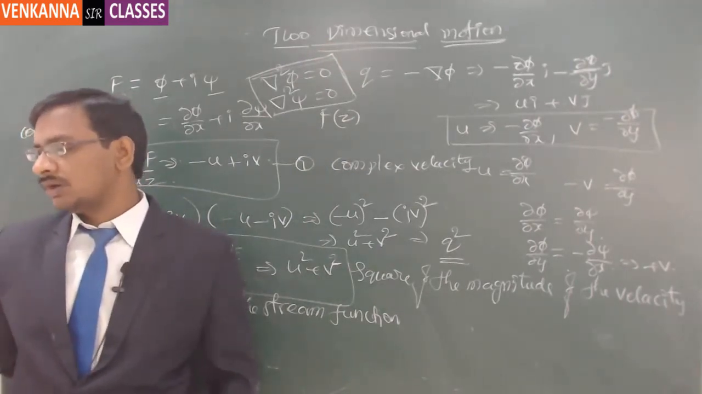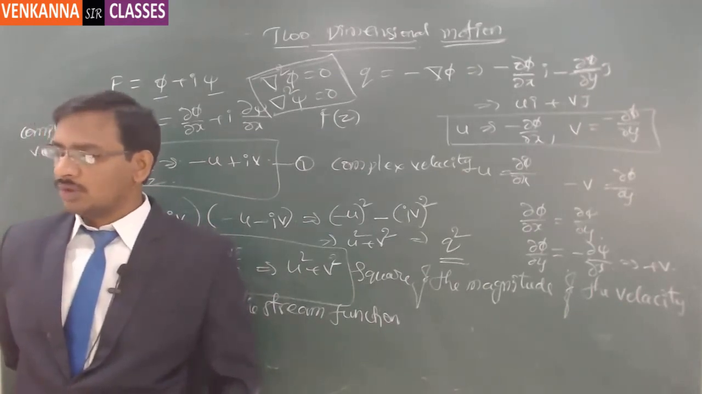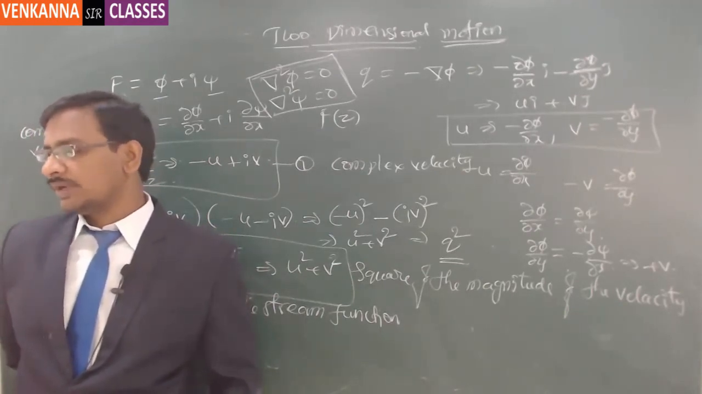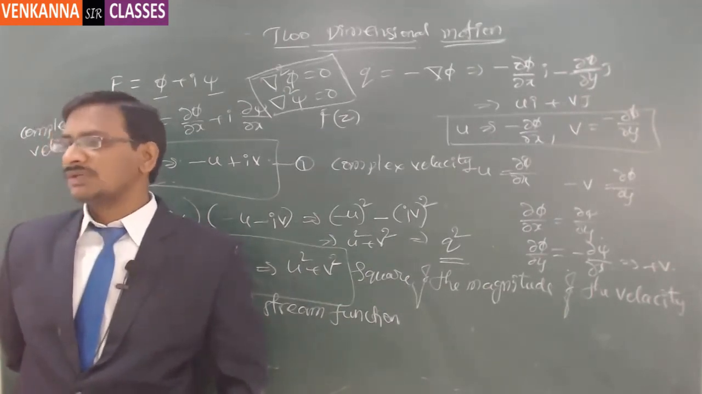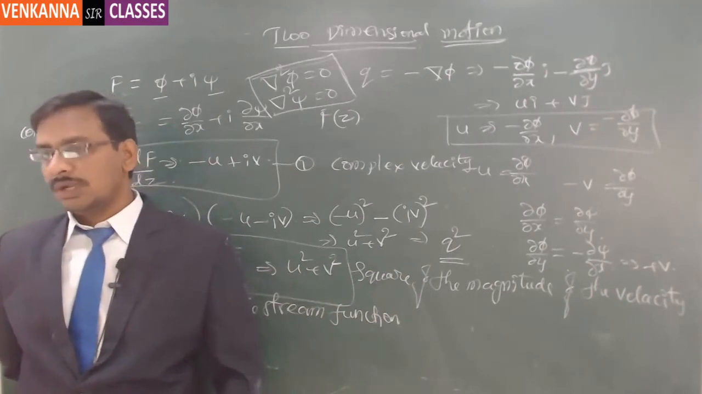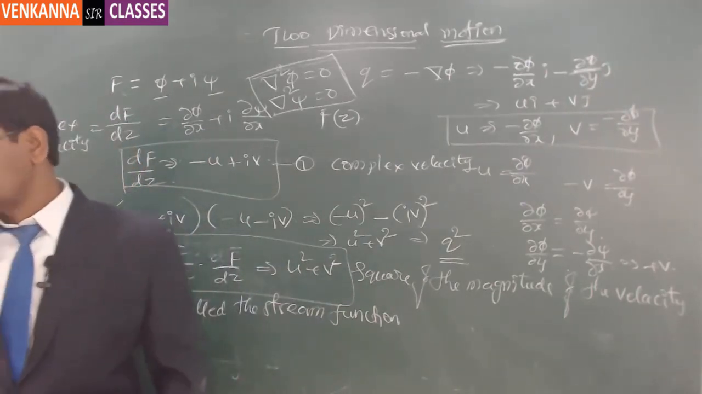So these two are called the Laplace equations for the potential function and the stream function. Both will satisfy that. So that's why these functions we also call as the harmonic functions. So any equation that will satisfy the Laplace equation we call as the harmonic equation. Got it? Understood?